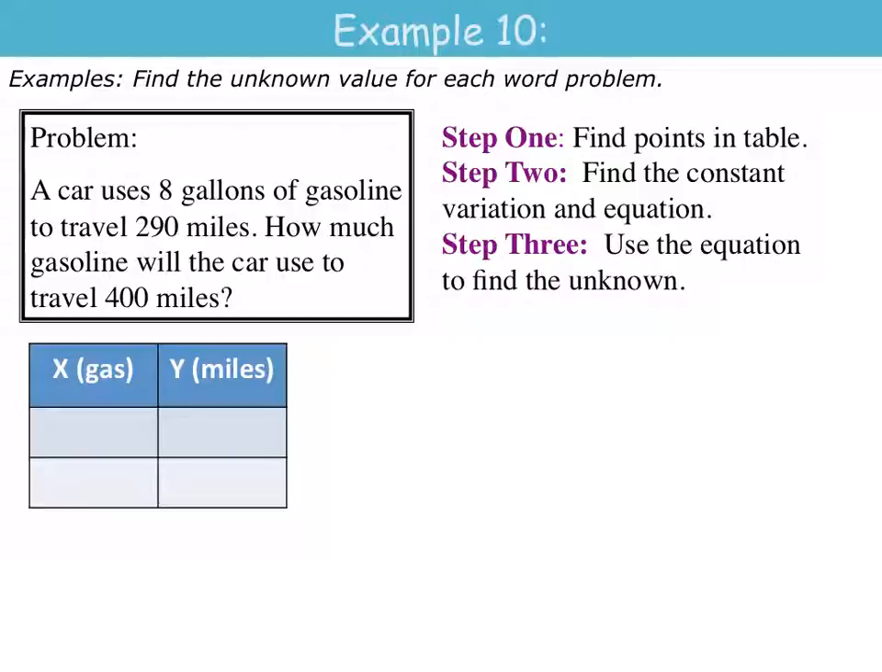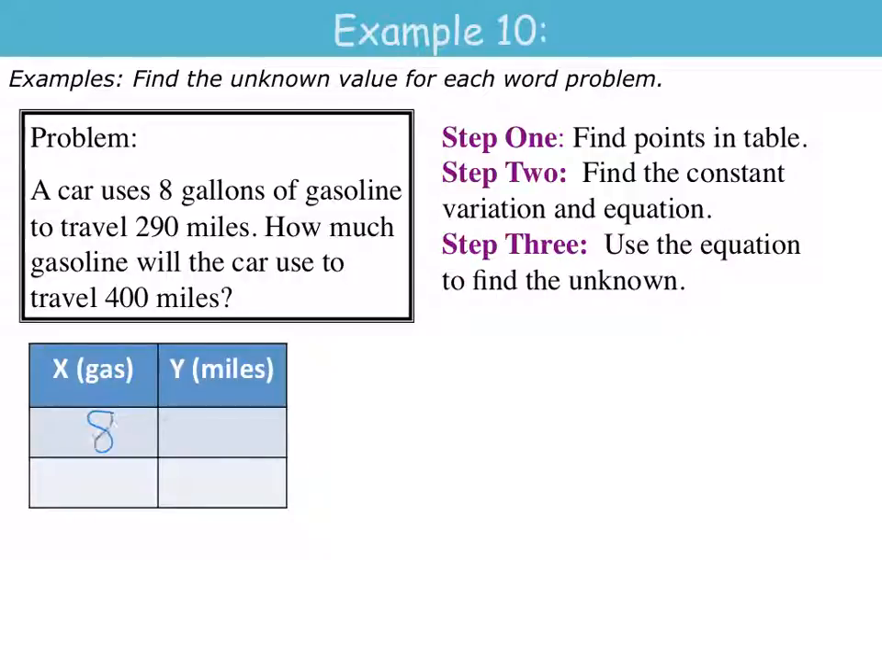So example 10 says that a car uses 8 gallons of gasoline to travel 290 miles. How much gasoline will the car use to travel 400 miles? So first of all, you want to think of the x and y again as independent and dependent variables. So you're saying, you know, the independent variable is the one that's affecting the other. So is it the amount of gallons that you have affecting the miles you can go, or, you know, vice versa? And I know the table here is already labeled for you, but that's not always going to happen. So you would have to understand that it is the amount of gas that your car can hold, or the gallons of gas that your car can hold, that's going to affect how many miles you can travel.